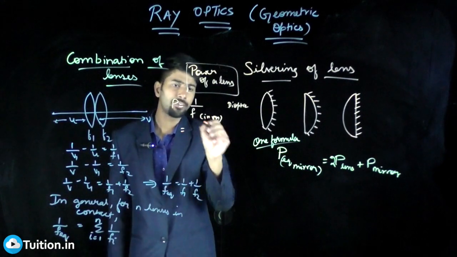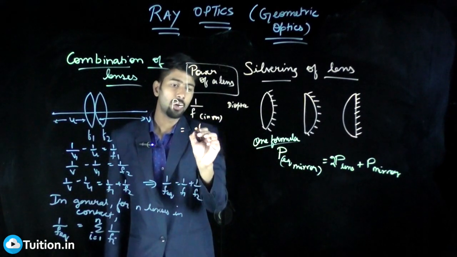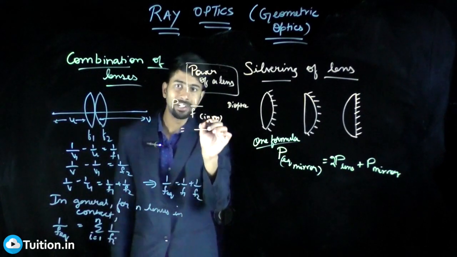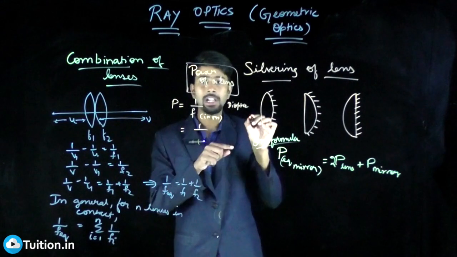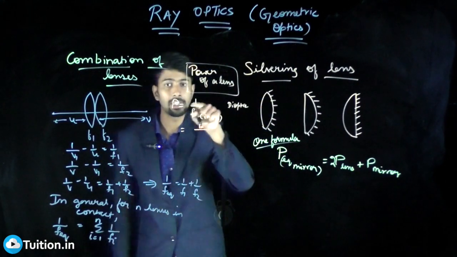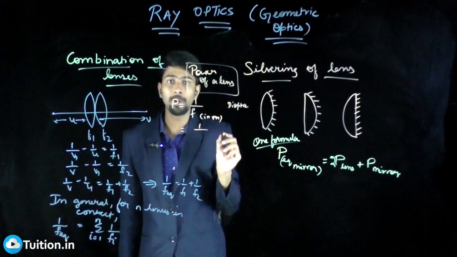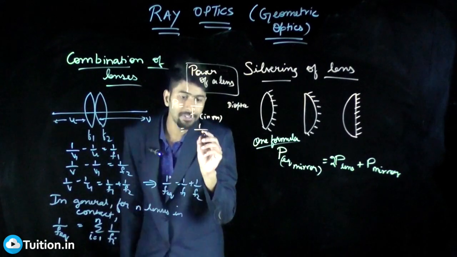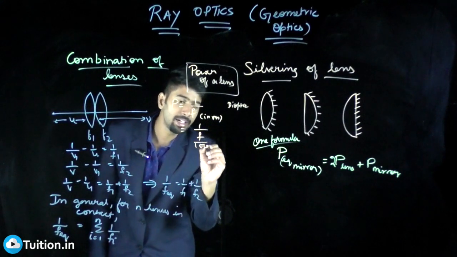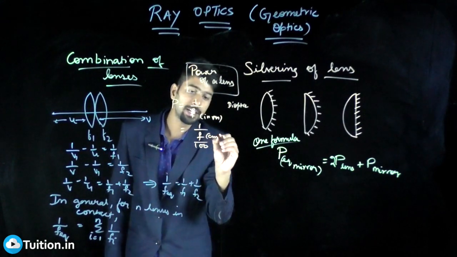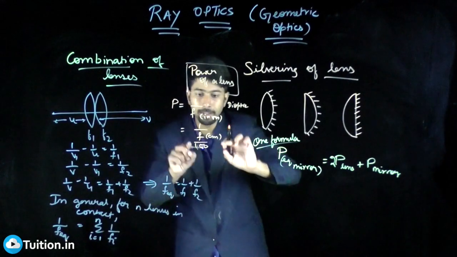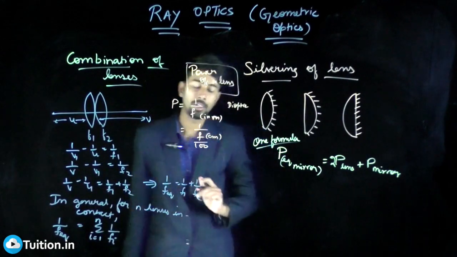Now, if you are using centimeter, what you will do, if you put 2 centimeter here, for example, to get power in diopter, you have to convert that 2 centimeter to meters, right? So 2 centimeter is 2 by 100 meter. Similarly, f centimeter would be f by 100 meter. So if you put f in centimeter, you will have to divide it by 100 and then make it meter. Only then this power will be in diopter.